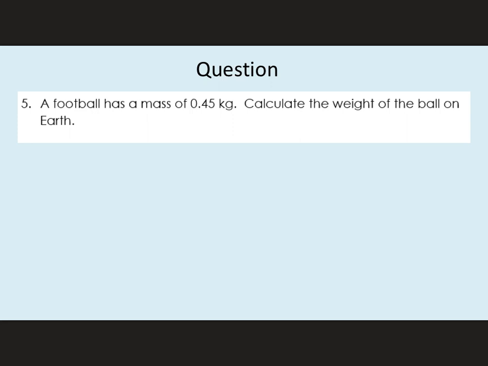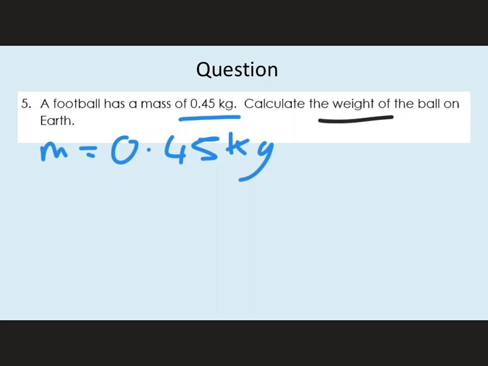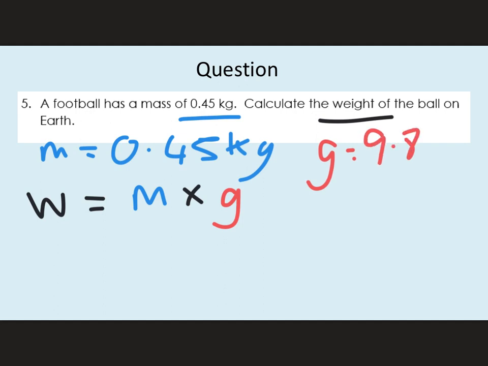So it's very similar to the one that we've just gone through. It tells you here that a football has a mass of 0.45 kilograms. So I'm just going to write that down, that mass equals 0.45 kg. It wants us to calculate the weight of the ball. So I write out the equation, recalling that from memory, that weight W equals mass M multiplied by gravitational field strength G. Then remember that gravitational field strength is equal to 9.8 newtons per kilogram.